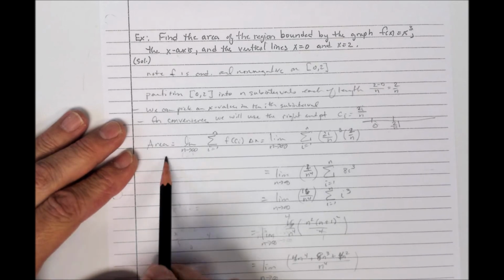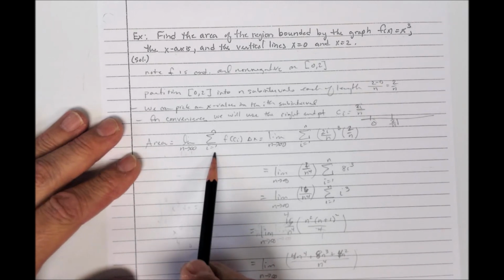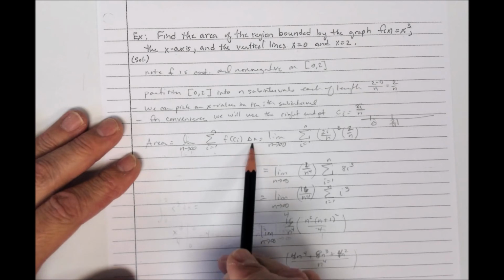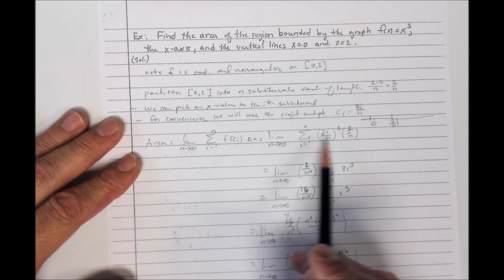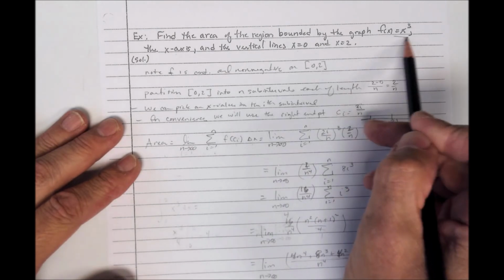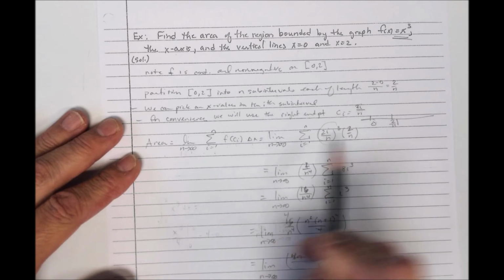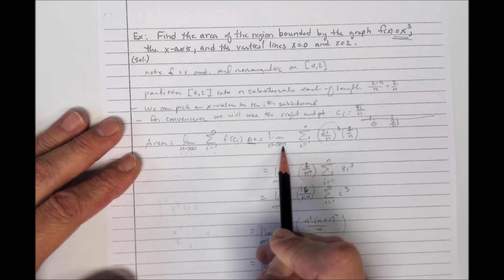So the area would be the limit as n goes to infinity of the sum as i goes from 1 to n of f of c sub i times delta x. And then I'm going to plug in 2i over n in for c, and I'm going to cube it. That's where this comes from. And that's my delta x. And I'm taking the limit as n goes to infinity.